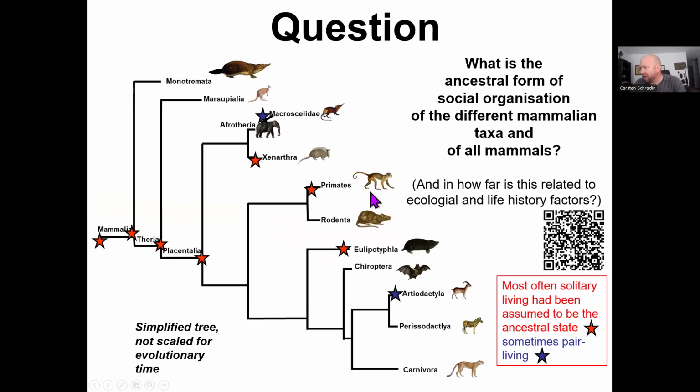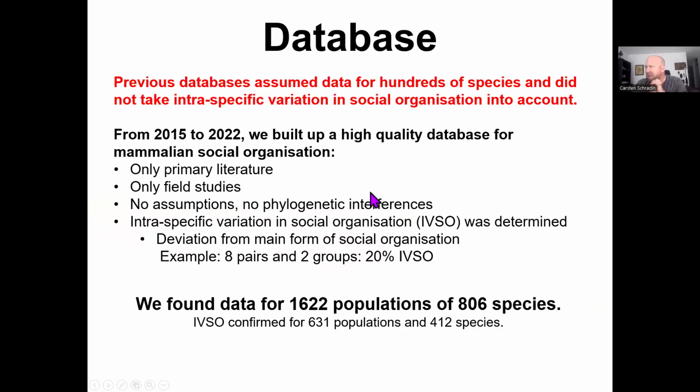Because it is rather believed than known, as previous databases that did comparative studies assumed data for hundreds of species that were never studied. So they just assumed small nocturnal species are all solitary living, and from this assumption find that the ancestor was solitary living too. And they did not consider intra-specific variation in social organization.